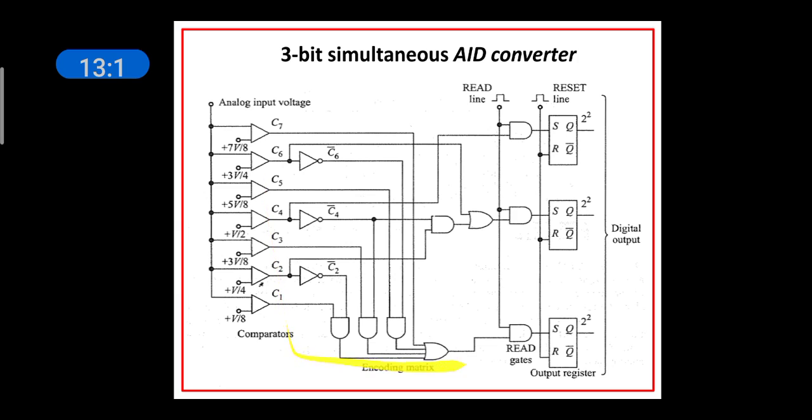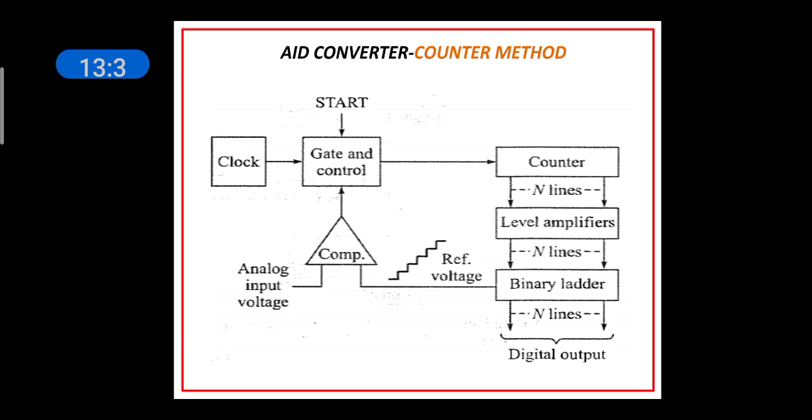This is the coding network corresponding to the 3 digital outputs. Then the outputs are given to the RS flip-flops through the read gates and stored in the flip-flops. The flip-flop outputs are the required 3-bit digital output. Next we'll see the second method of A to D conversion.